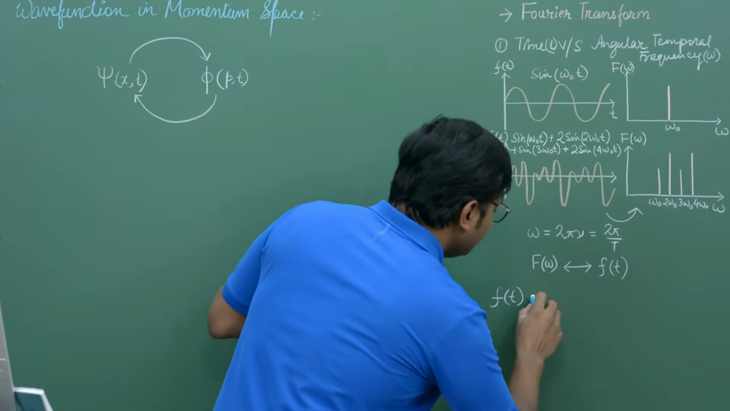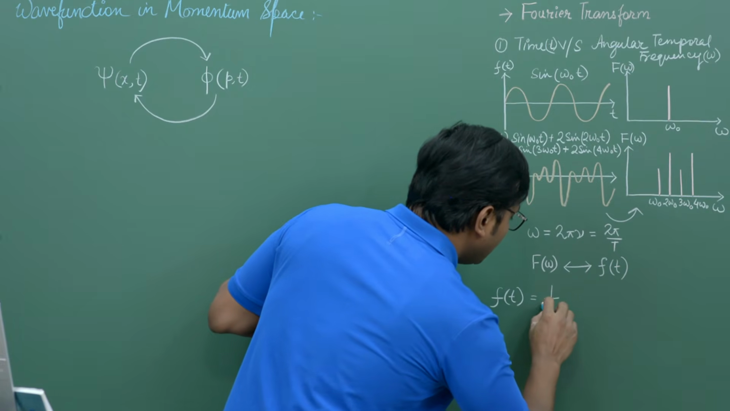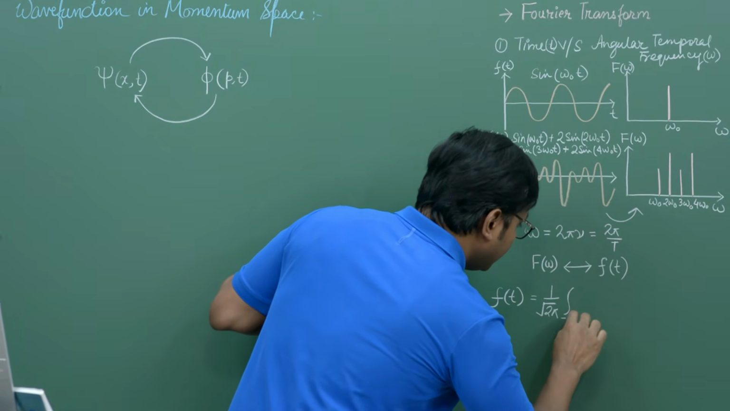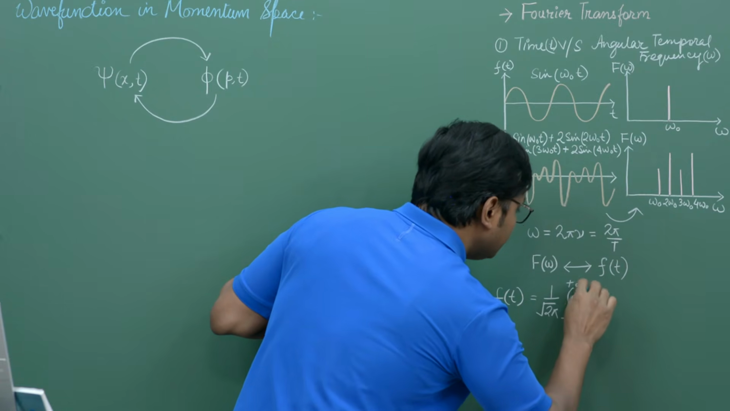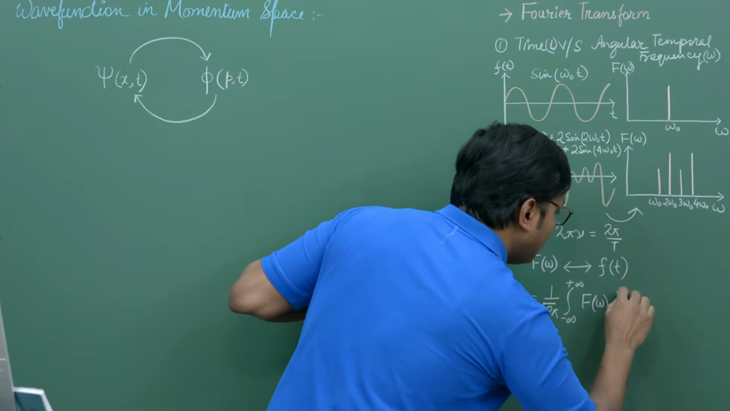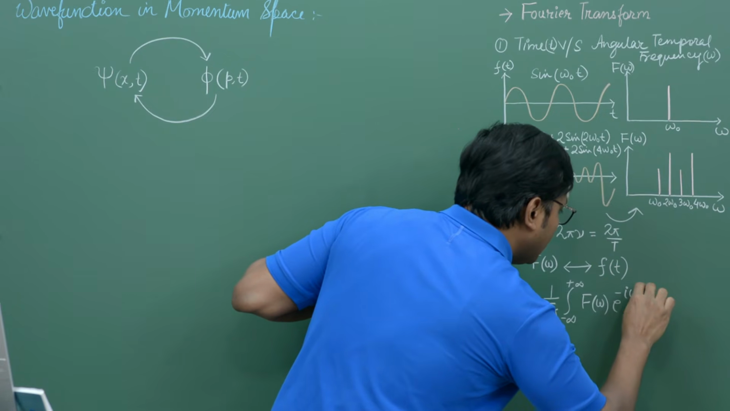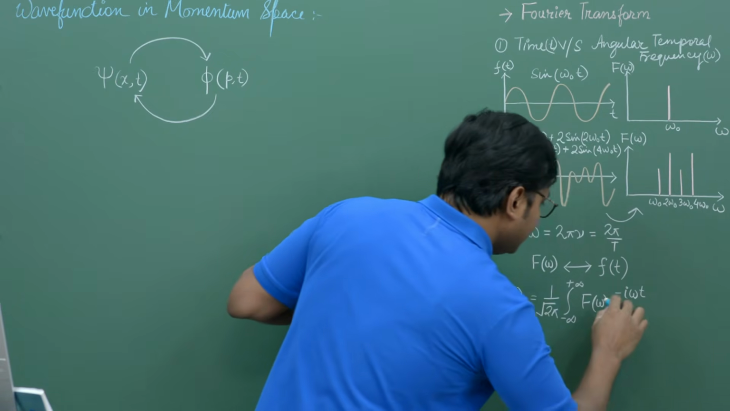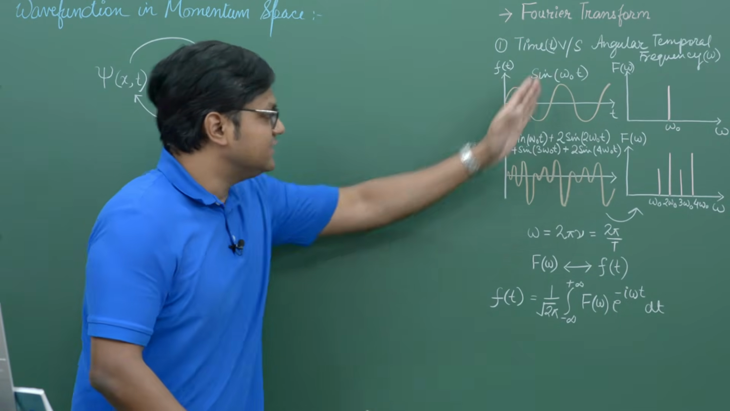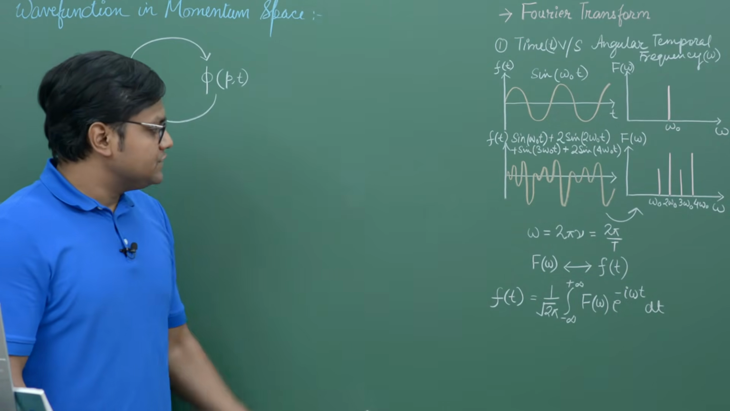So, mathematically speaking, this is equal to 1 upon, let's suppose, 2 pi, and if I add up or integrate all the frequencies, which is f omega e to the power minus iota omega t, and then I integrate it with respect to t, then this would give us the left hand side of our figures.